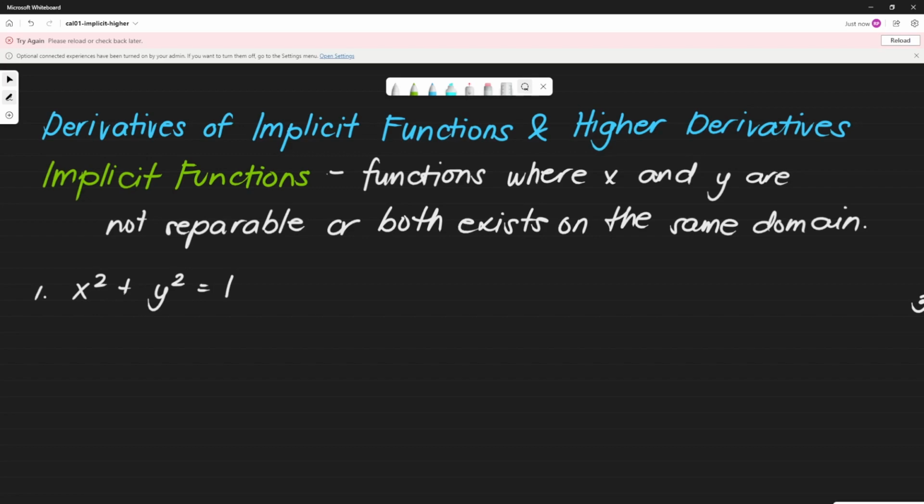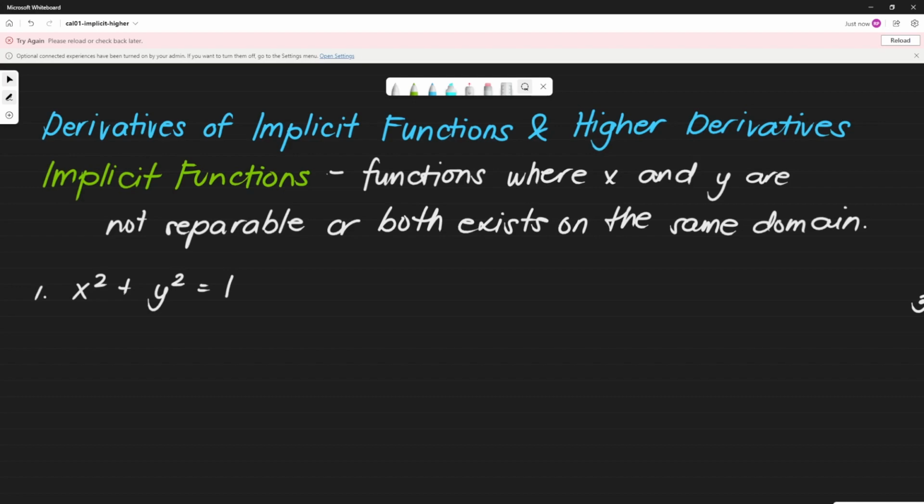When we say implicit functions, these are functions where x and y are not separable, or hindi natin sila pwede i-equate into each other, and both exist on the same domain. So, yun yung mga klase ng implicit functions natin. Basically, to simply say, kapag hindi naka-express ng y is equal to something ang ating mga functions, automatic implicit functions po yung ating given.